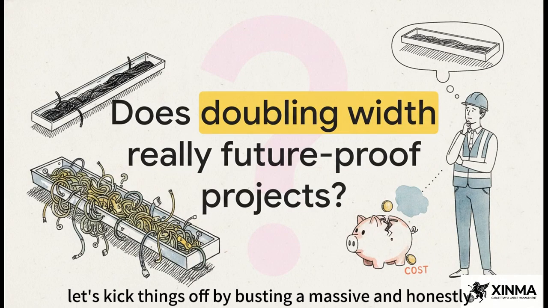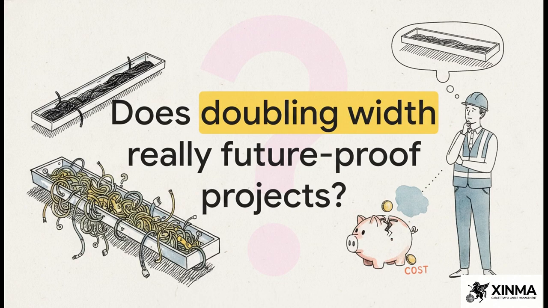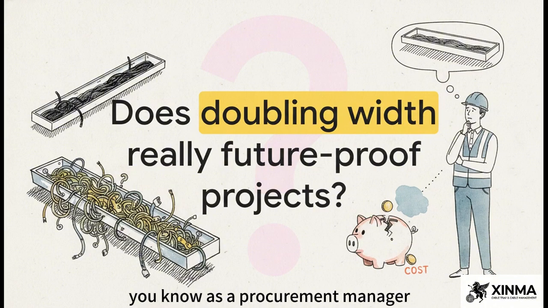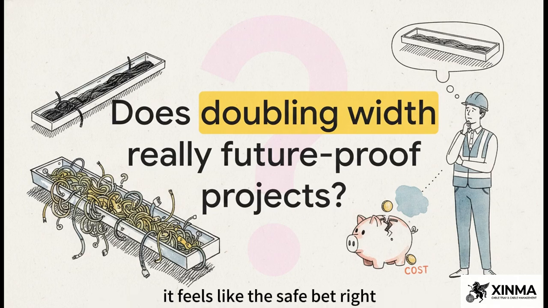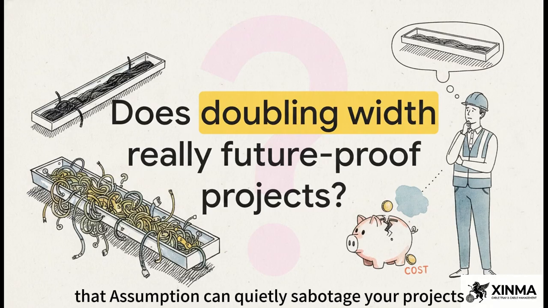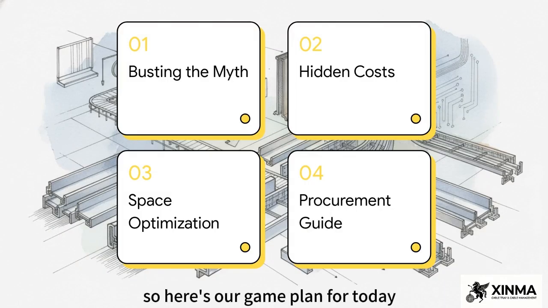Let's kick things off by busting a massive and honestly incredibly expensive industry myth. Does doubling your tray width actually future-proof your project? As a procurement manager, it is so tempting to look at this spec, see a jump to a wider tray, and think, great, we're buying more capacity for the future, we're covered. It feels like the safe bet, right? But as we're going to explore today, that assumption can quietly sabotage your project's budget and create some massive spatial headaches down the line.